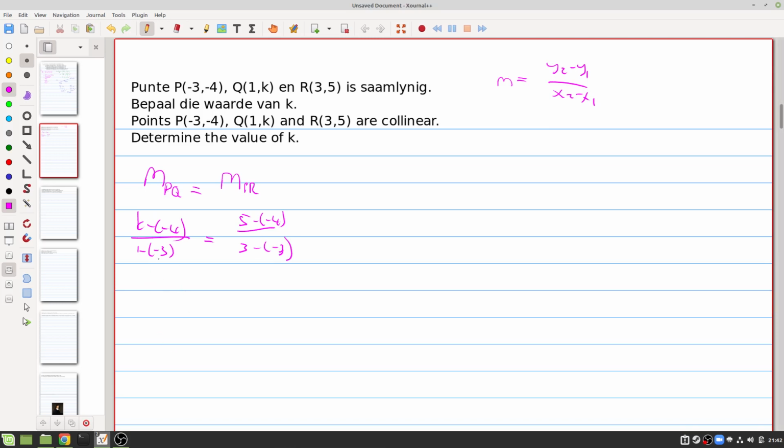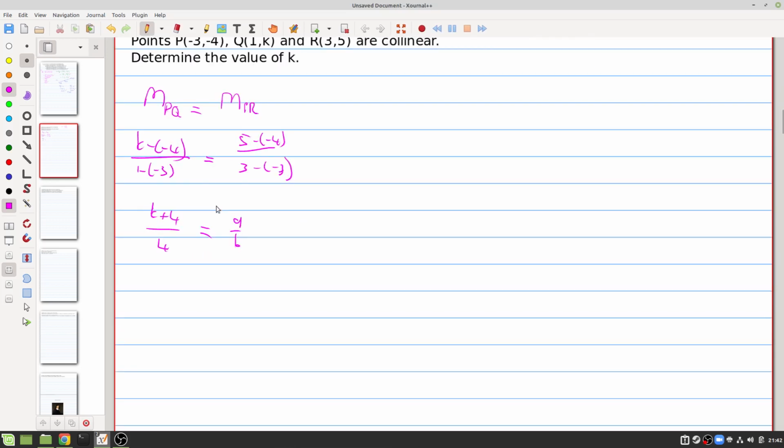Okay, kom ons vereenvoudig. So dit word K plus 4 op 4 is gelyk aan 9 op 6. So van hieraf kan ons nog verder vereenvoudig as ons so wou. Kom ons doen dit maar, vereenvoudig is 'n goeie gewoonte. 3 op 2. En dan van hieraf sommer kan ons kruismaal. So as jy 2 maal met K plus 4, kom ons kruismaal al die stappe uit hierso. 3 maal 4. Maal die 2 in, 2K plus 8. 3 maal 4 is 12. Dan kry ons 2K is gelyk aan 12 minus 8. Wat is 12 minus 8 is 4. En dan deel ons met 2. Dan kry ons K is gelyk aan 2.